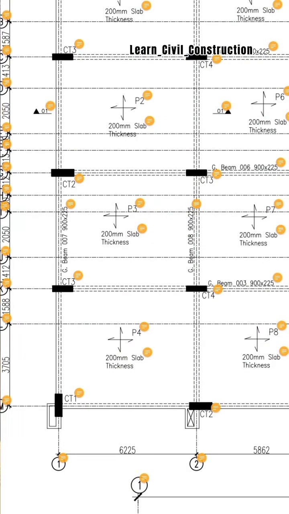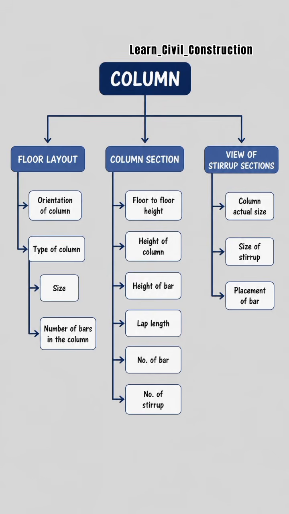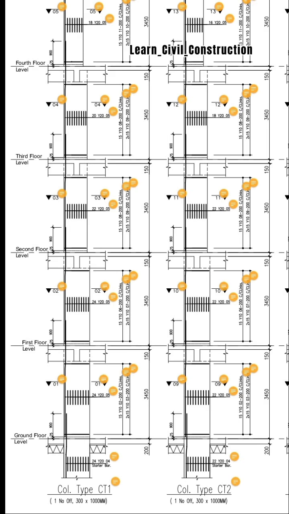So let's say in my layout, I've known the type of my column and the orientation of the column. So let's say I will be working with column type 1 from my structural drawing and column type 2. So on the section, I told you that you are going to get the number of reinforcement and number of stirrup in the section. So let's take a look at this section.